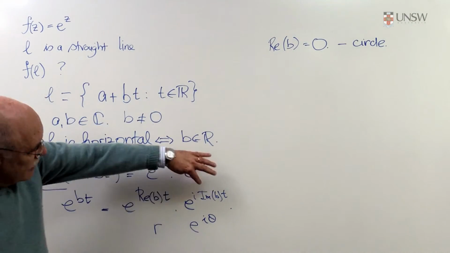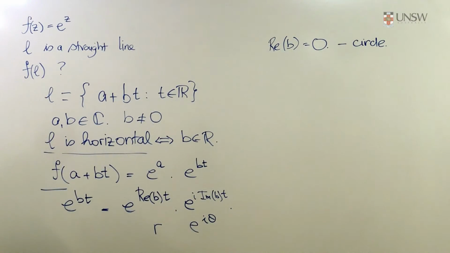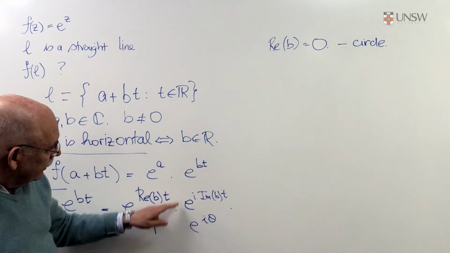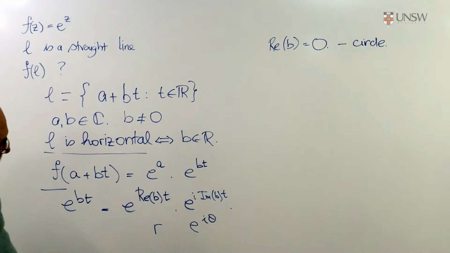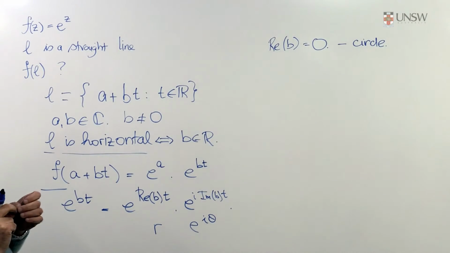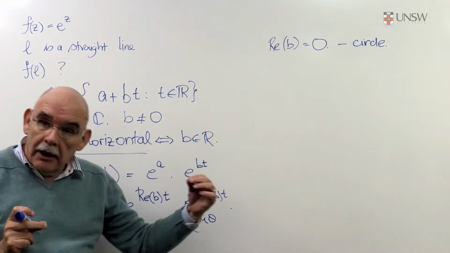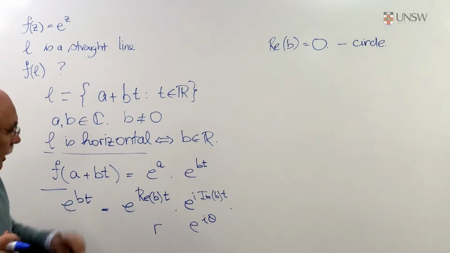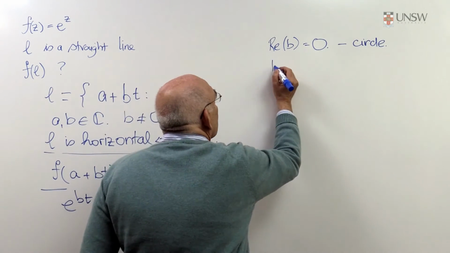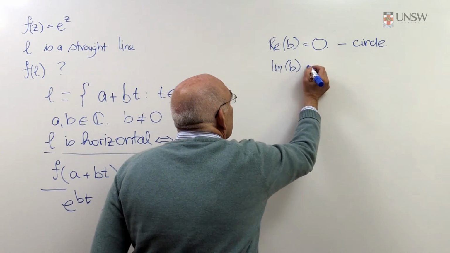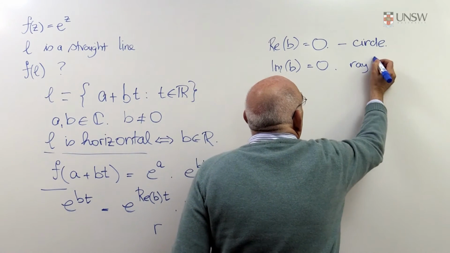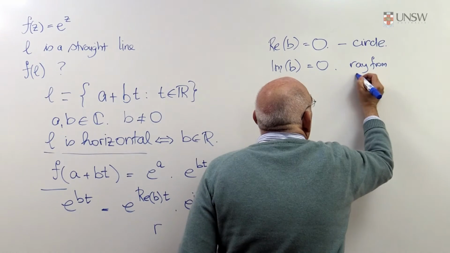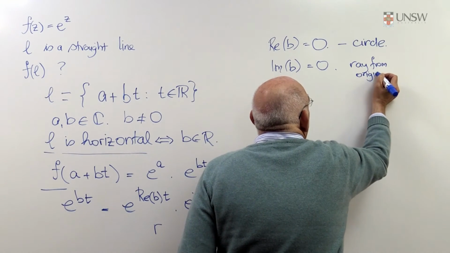Alternatively, if the imaginary part of b is equal to 0, then this is constantly 1, and e to the real part of b times t moves along a ray coming from the origin, and in this case, when the imaginary part of b is equal to 0, we get a ray from the origin. In other words, we get a part of a straight line.